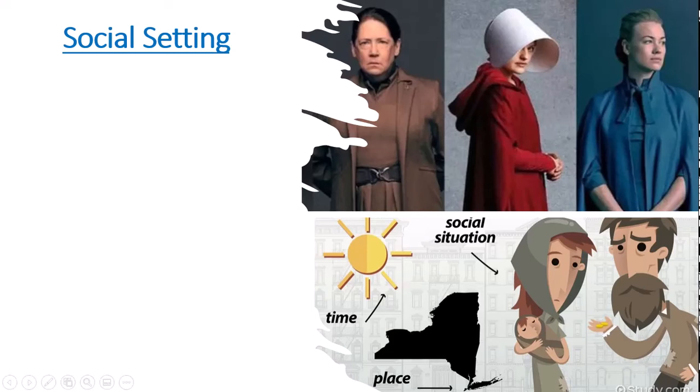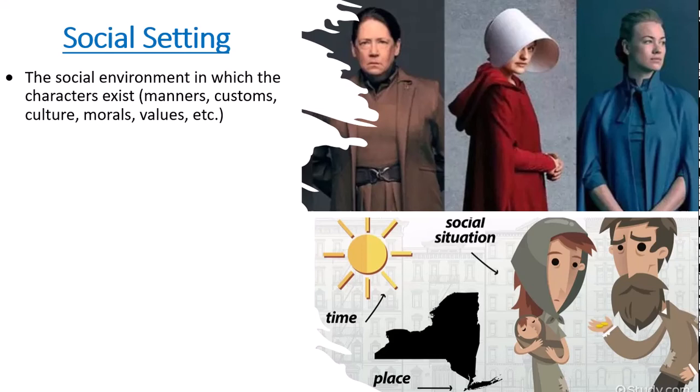I have taught that book before, but I think this is a good explanation of a social setting and how it might affect a book. This picture down here I love because it talks about the time, the place, and then the social situation. So this looks like maybe New York State in the 1800s, and the social situation is a family living in poverty, right? So the social environment in which the characters exist.